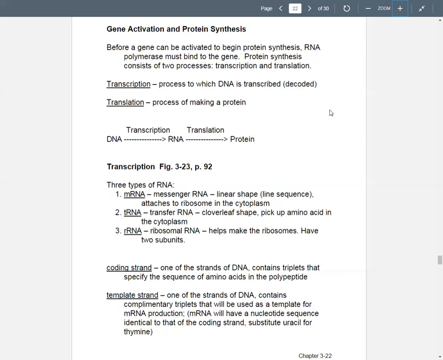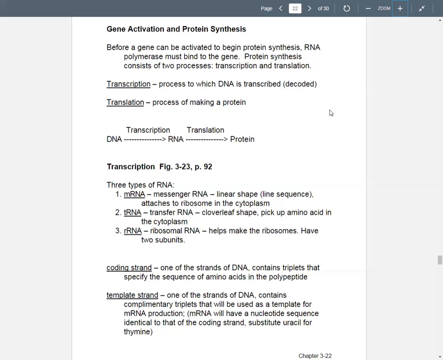Okay, so let's focus on transcription. Again, here our role is to make RNA. And there's three different kinds of RNA, or ribonucleic acid. You have the messenger RNA, or mRNA for short. It's just your linear shape or sequence. And it will attach to the ribosome in the cytoplasm. So it's going to have to leave the nucleus and meet up with the ribosome in the cytoplasm.